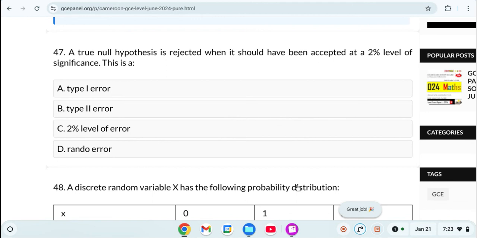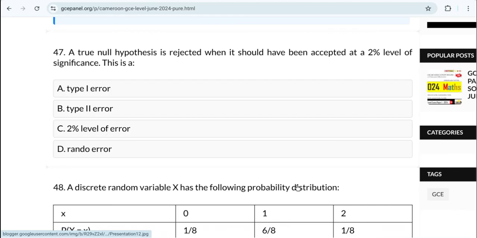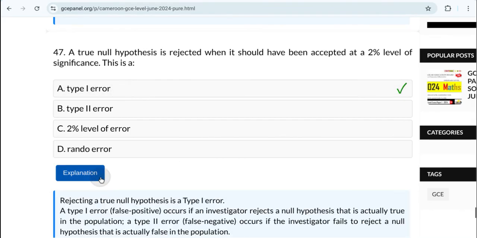47. A true null hypothesis is rejected when it should have been accepted at the 2% level of significance. What is this? Whenever you reject a null hypothesis which was supposed to be accepted, it's a type 1 error. So rejecting a true null hypothesis is a type 1 error. A type 1 error, or false positive, occurs if an investigator rejects a null hypothesis that's actually true in the population. Type 2 is a false negative. It occurs if the investigator fails to reject a null hypothesis that is actually false.